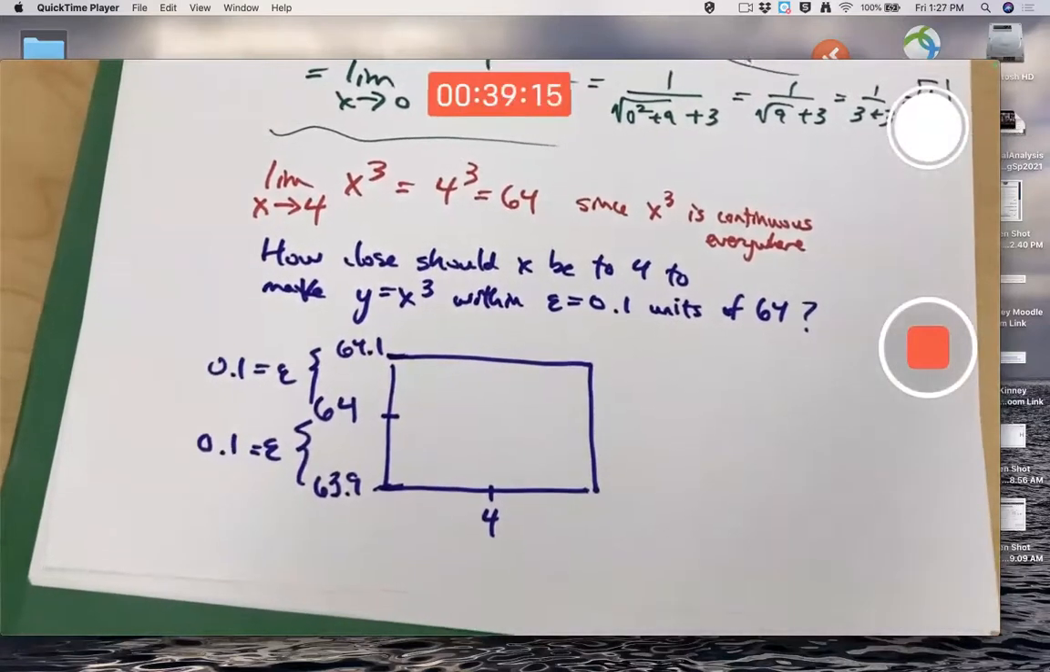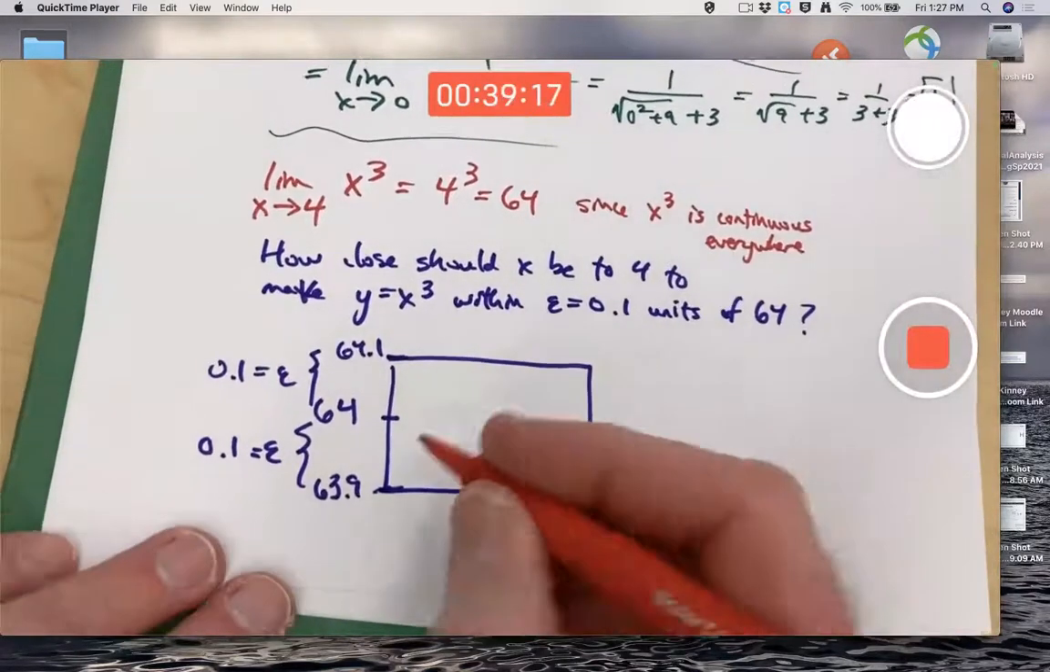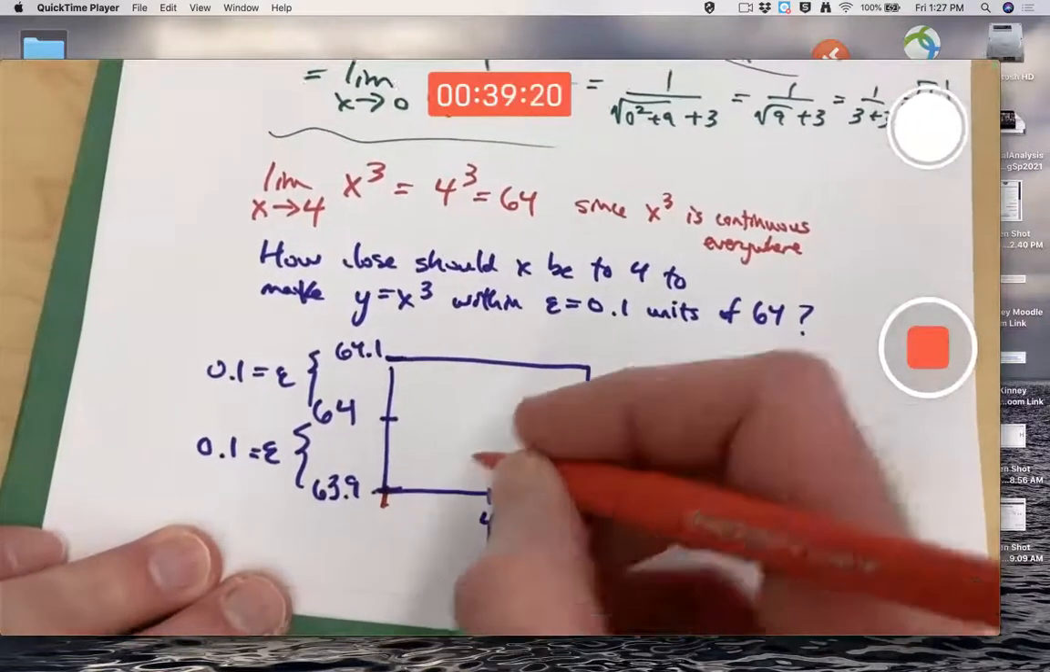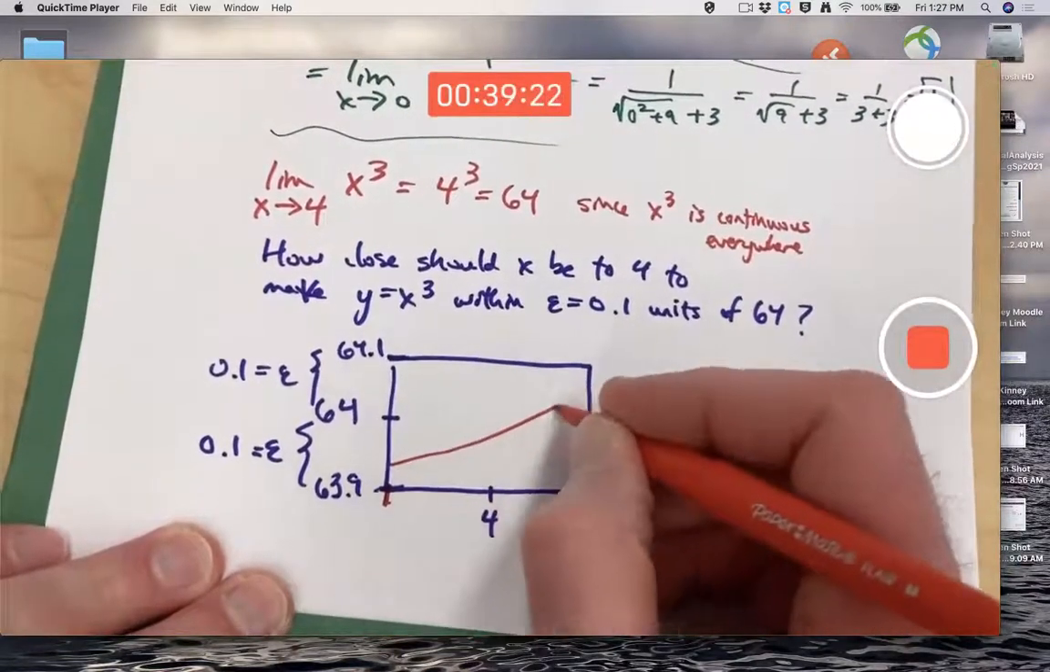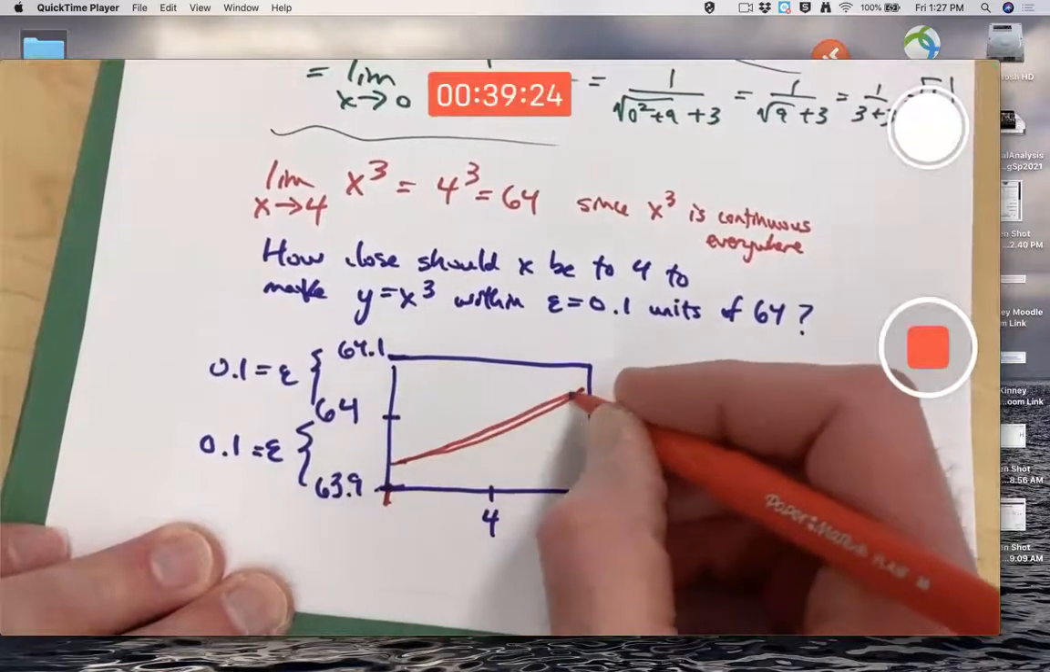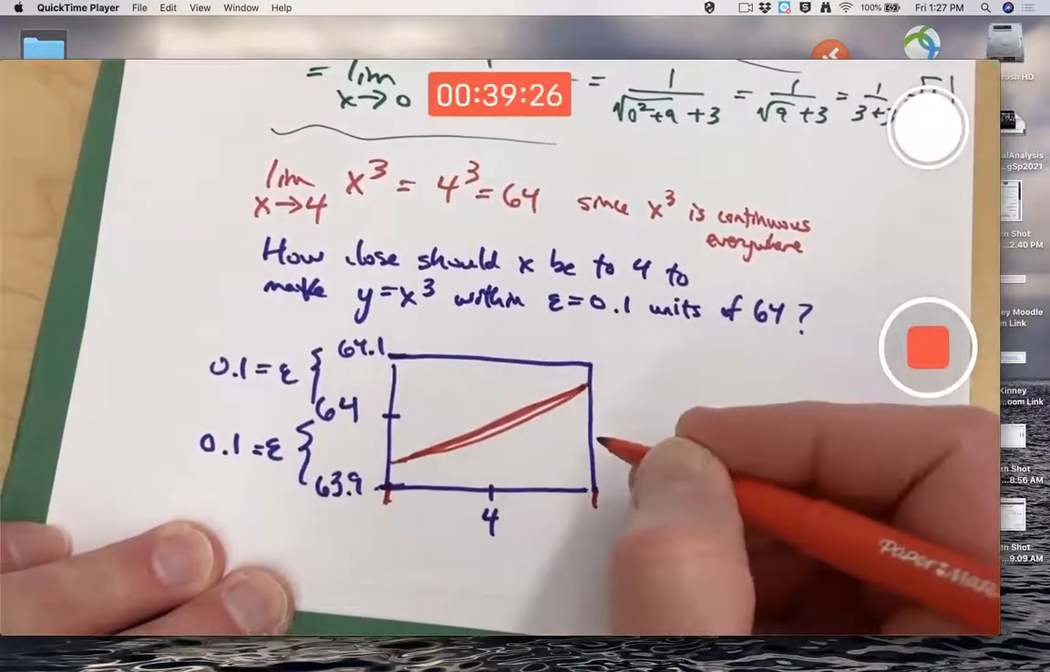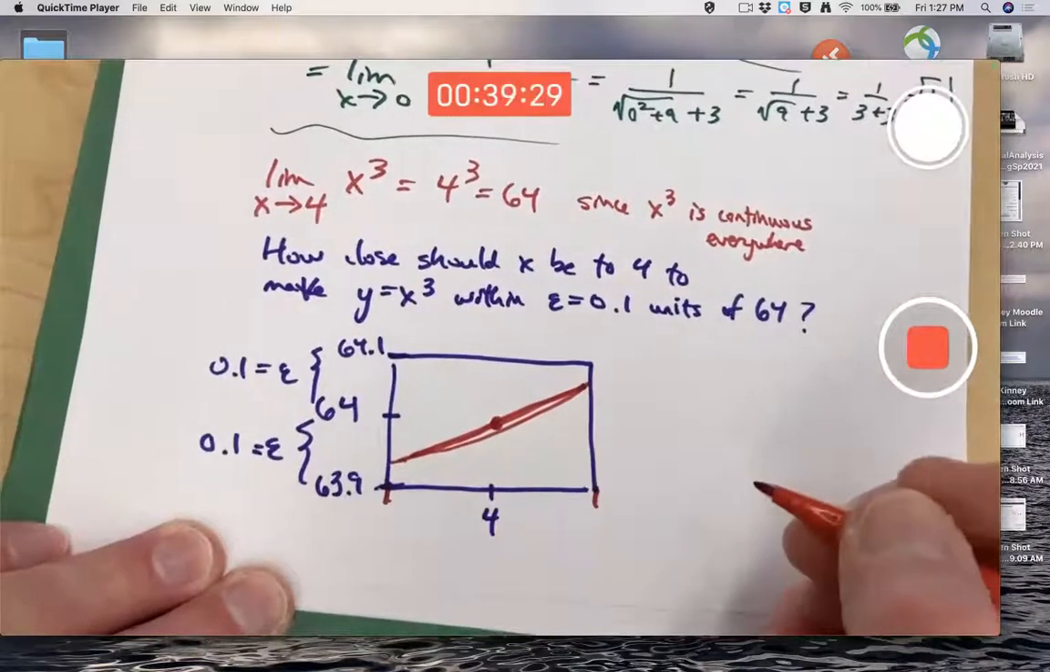I want to figure out what my x min and x max should be to make sure the graph stays in the window the entire time, and maybe looks something like this. It does go through the point (4, 64).